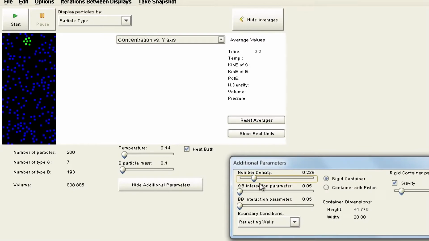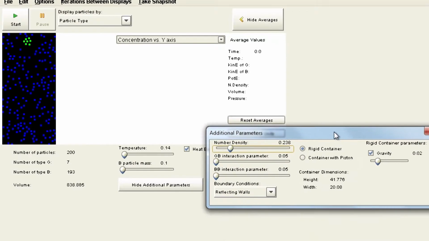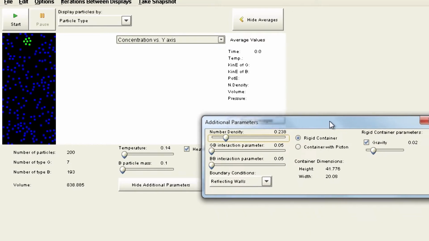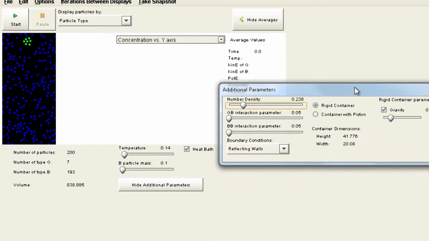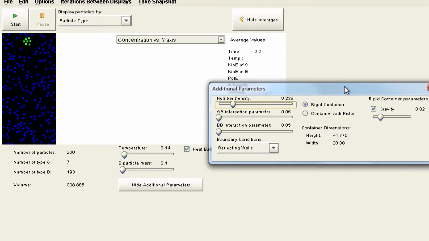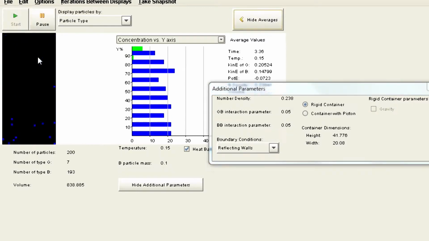So now let's look at the number density. We look at the green-blue interaction, which is very small. And then there is also gravitational force, because this blob is coming down under the force of gravity in a rigid container. So we will look at what happens.